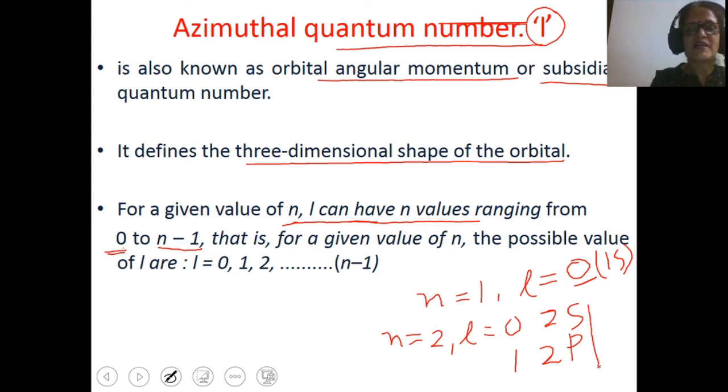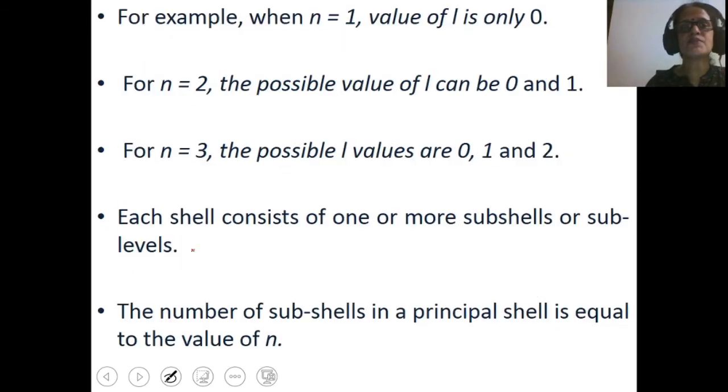So we can conclude that the values of L depend on the values of n, and these values range from 0 to n minus 1. The same point I want to explain here. If n is equal to 1, L can have only one value, that is 0. What does this 0 represent? It represents the subshell. With subshell, n=1, L=0 means the 1s subshell.